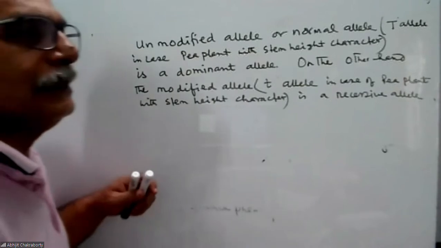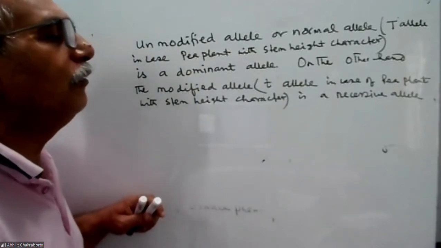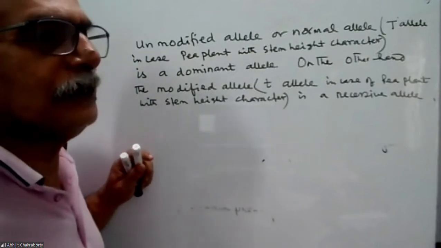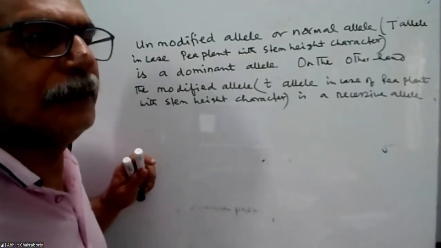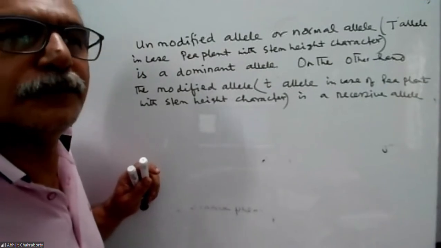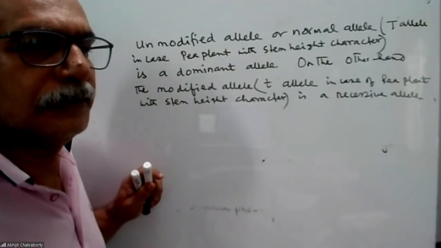That's why any recessive trait, as I already showed you in the case of dwarf pea plant, any recessive trait is found due to the non-functional enzyme or no enzyme produced by the specific allele. Are you getting me? Is it clear to you? Is it clear?